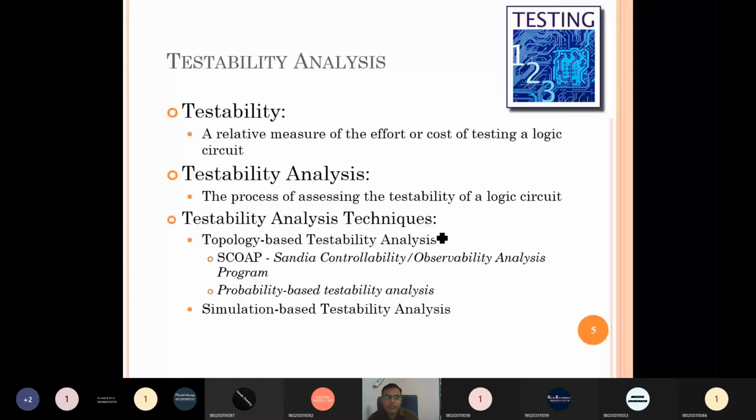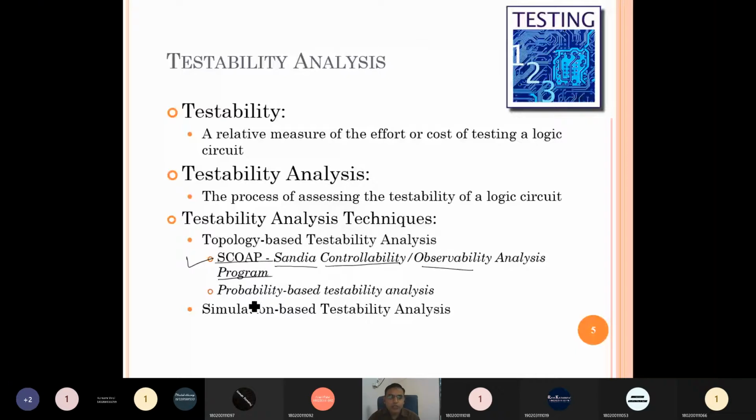So like in network analysis we have different techniques, similarly to analyze testability it has different techniques to find out the internal node controllability and observability. So the first technique is SCOAP. It was developed in the Sandia laboratory. So the name is given as Sandia Controllability Observability Analysis Program, and it is widely known by the short form SCOAP.